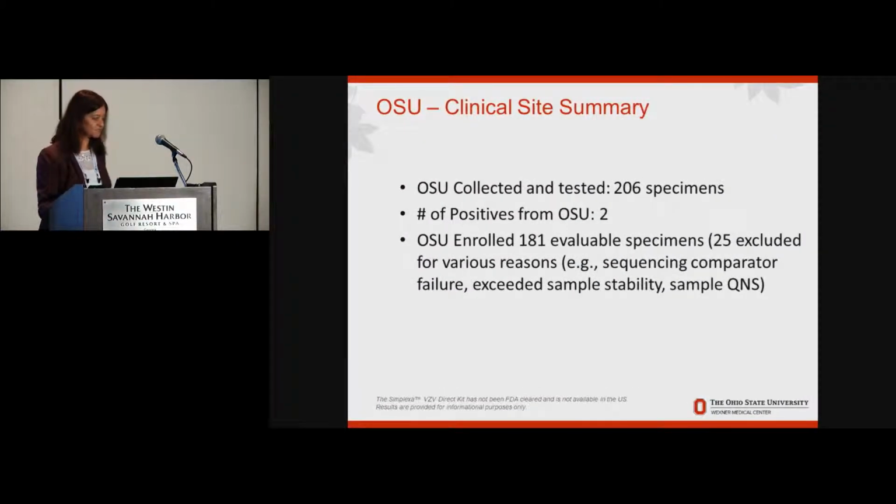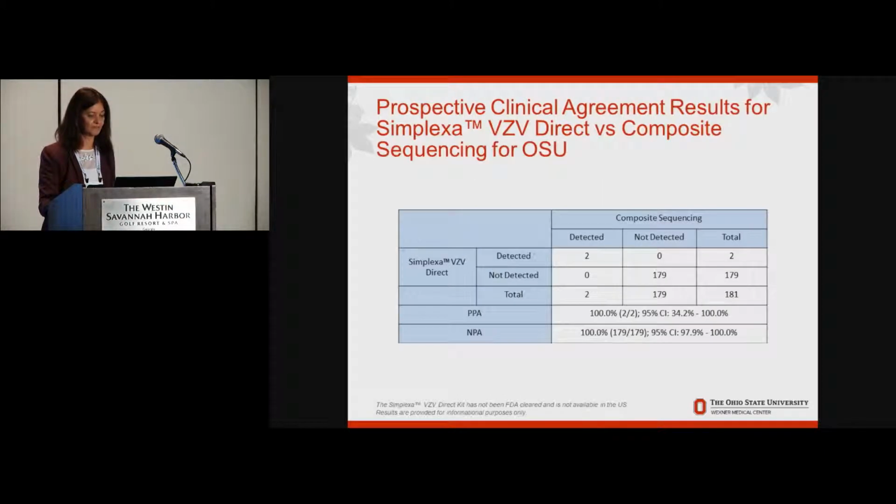So in our site, we were one of the sites, as I mentioned, so we collected 206 specimens, and of course, the number of positives at that time was only 2 from our site. However, out of these 206, 181 were enrolled and were included in the FDA submission. 25 were excluded for various reasons, which were, I guess, they didn't meet the specified criteria for the study.